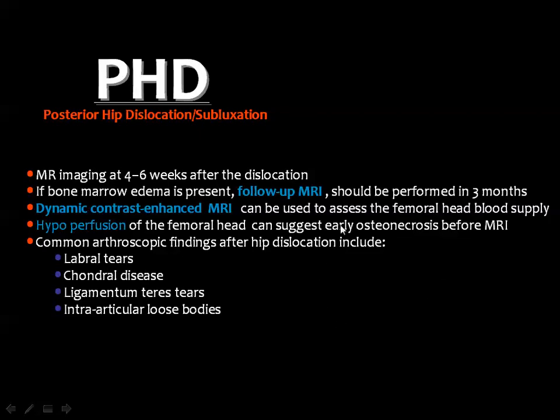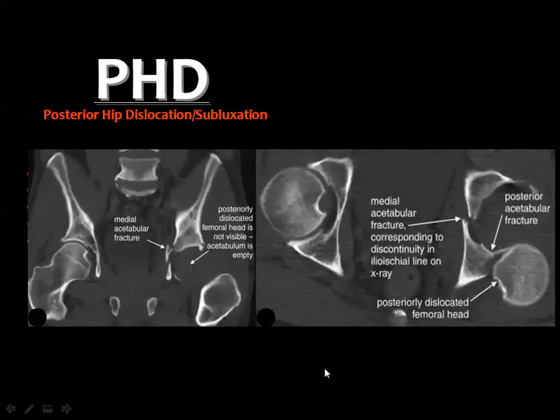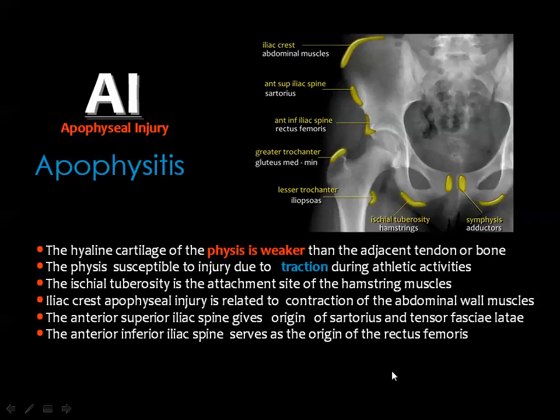If these patients are examined by arthroscope, there is a possibility to detect labral tears, chondral disease, ligamentum teres injuries, and also intra-articular loose bodies. This is an example of posterior hip dislocation associated with a fracture of the quadrilateral plate of the acetabulum together with rupture of the posterior column as well.